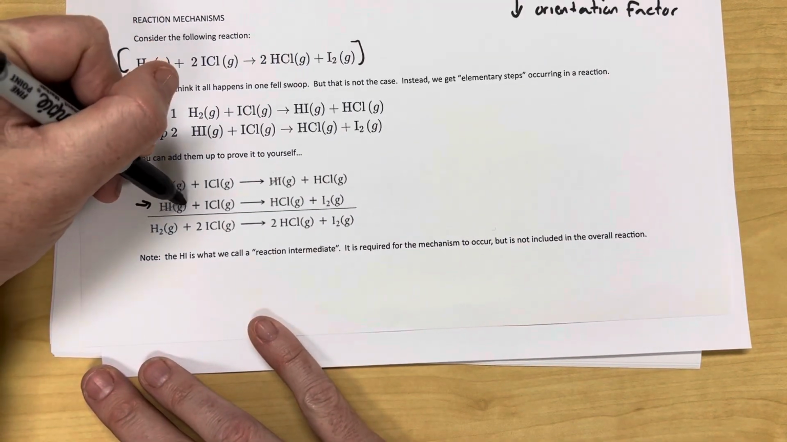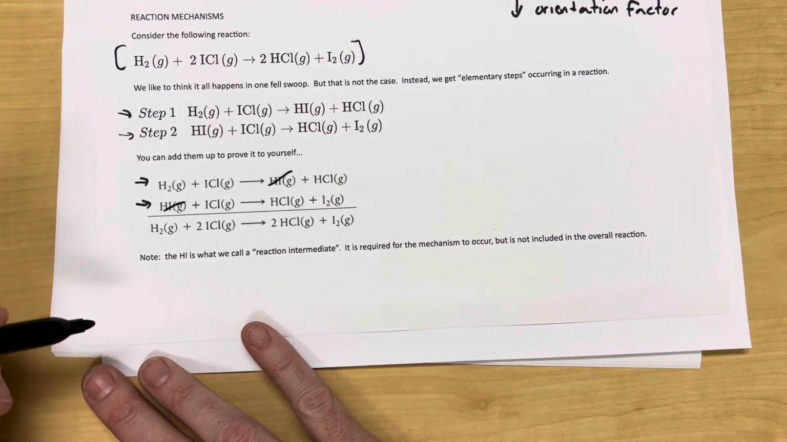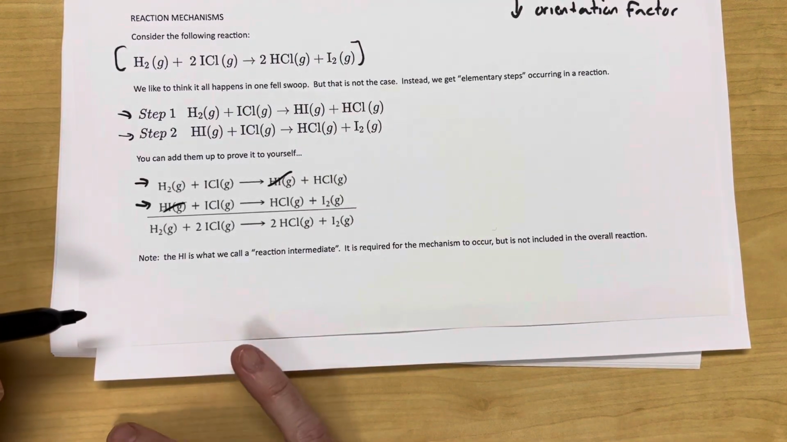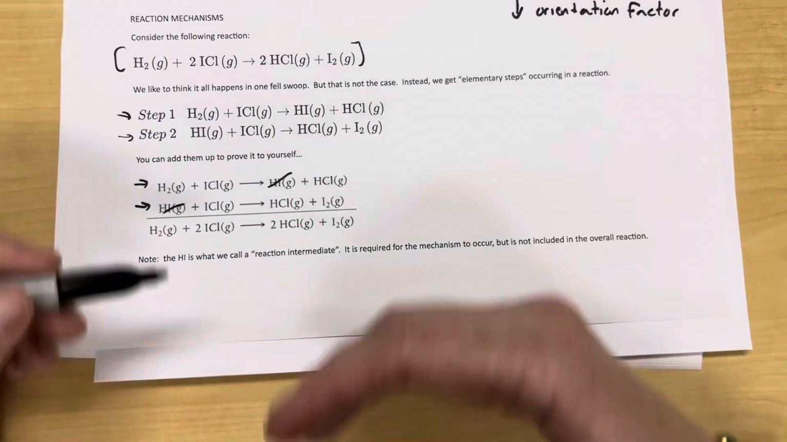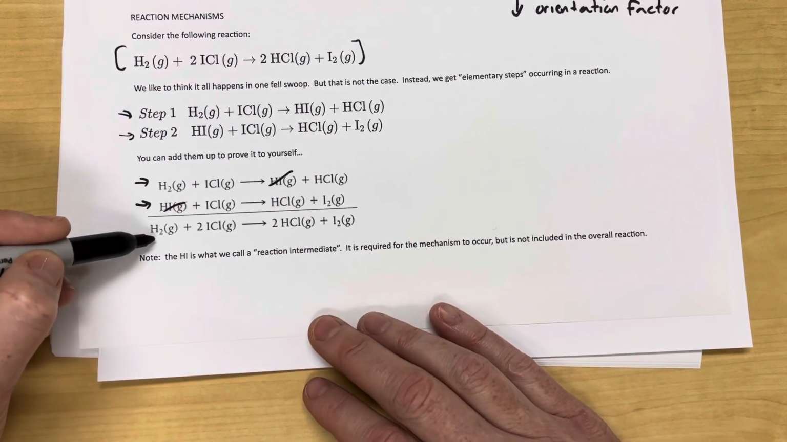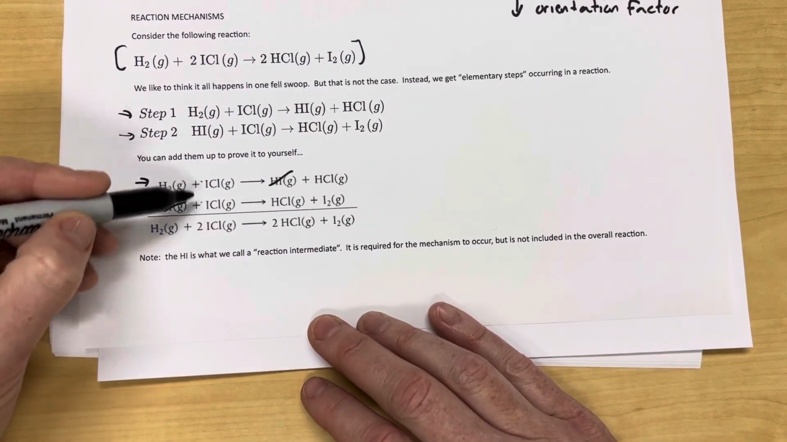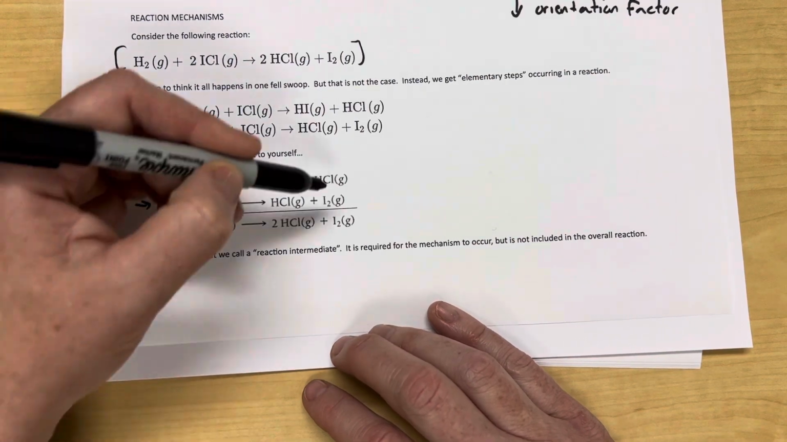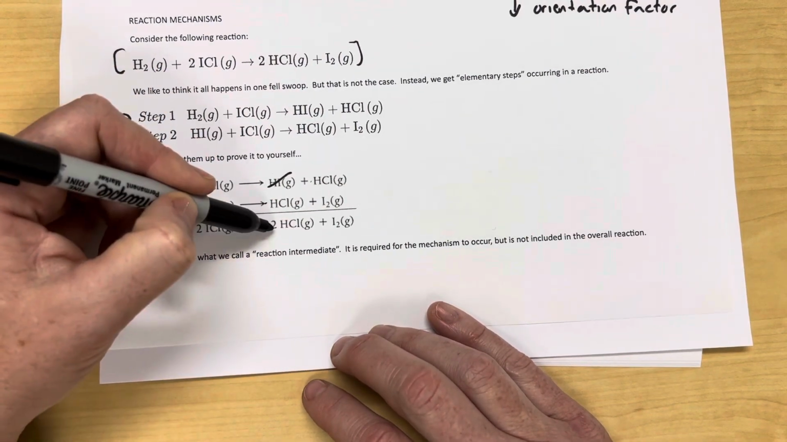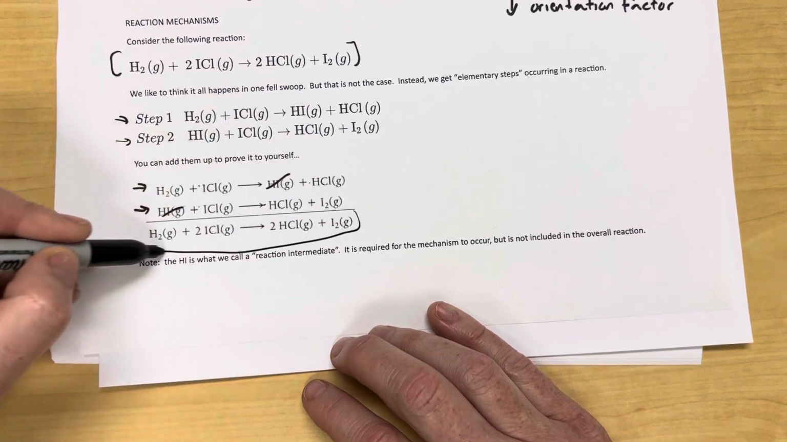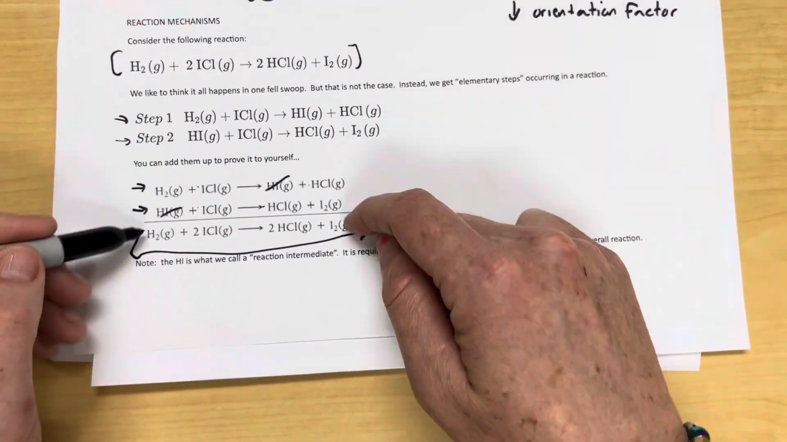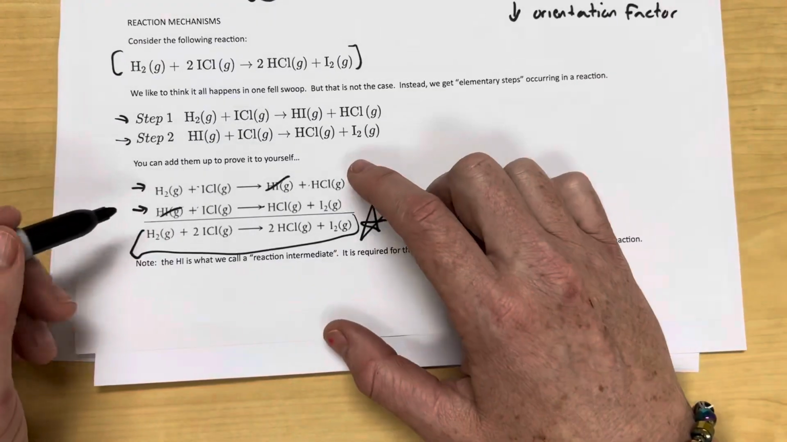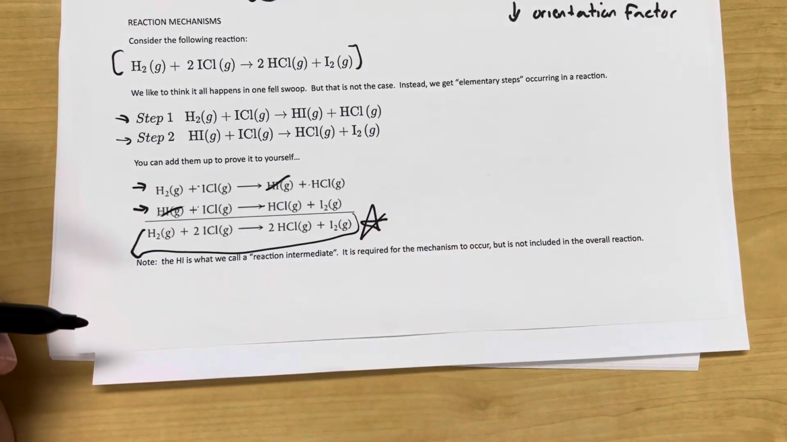HI is on both sides of the reaction, so it cancels. And I don't see anything else that's on both sides of the reaction. So when we go to add it up, we have an H2, we have 2 of these ICl's, we have 2 HCl's, and we have 1 I2. So we overall get the exact same reaction as we had up here. So all these elementary steps must add up to equal the overall reaction.